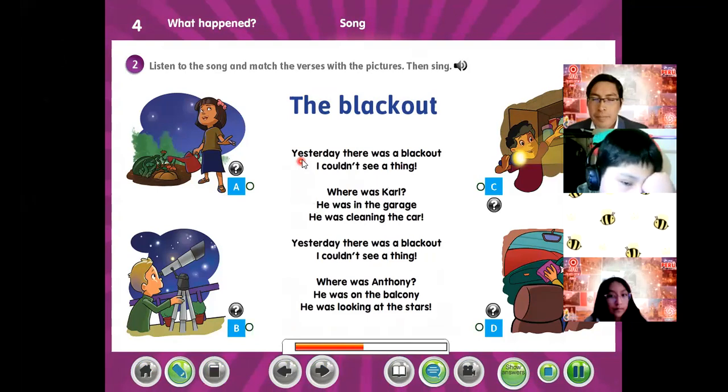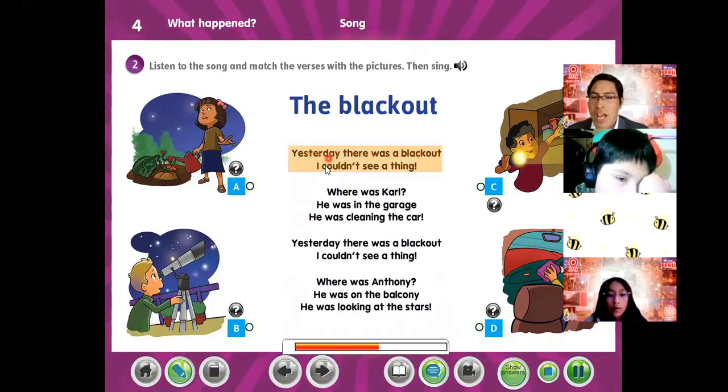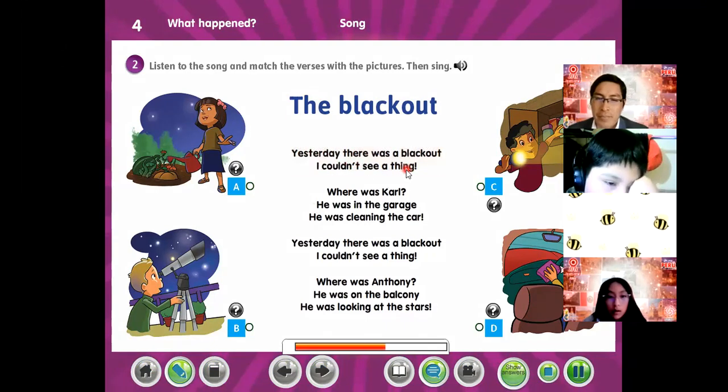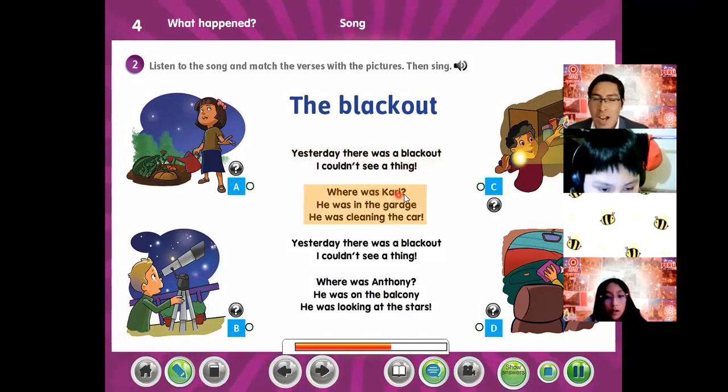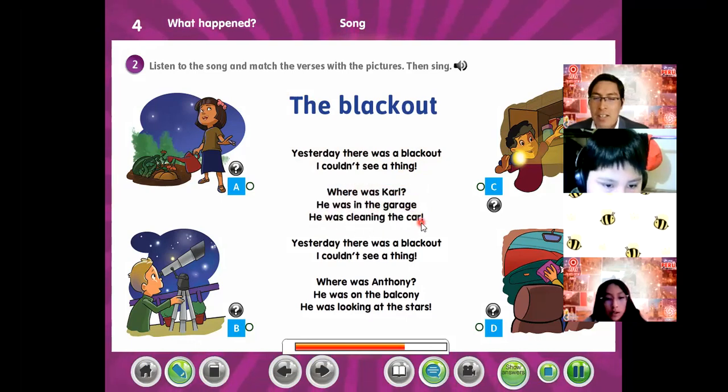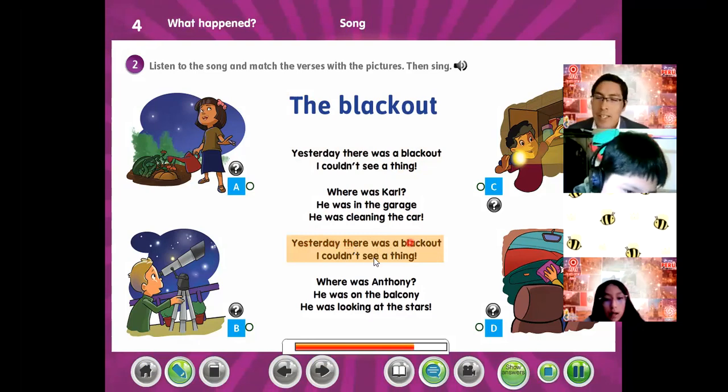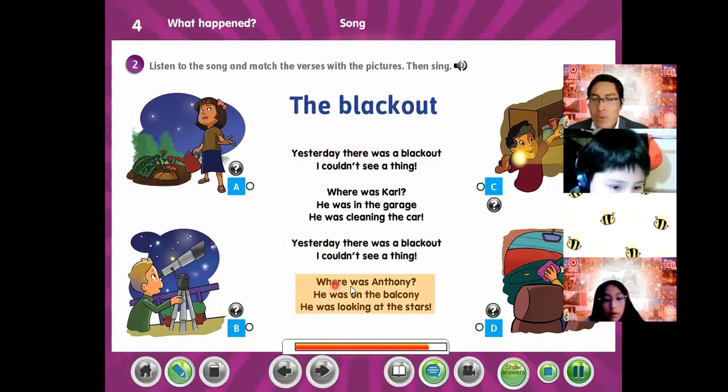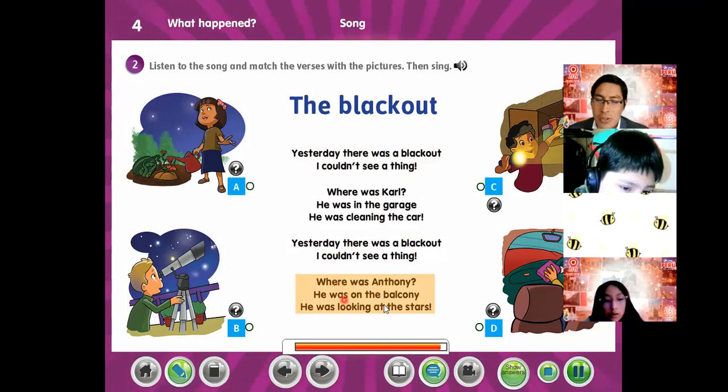Yesterday there was a blackout. Blackout. I couldn't see Ati. Where was Ati? He was in the garage. Yesterday was a blackout. I couldn't see Ati. Where was Anthony? He was in the balcony.